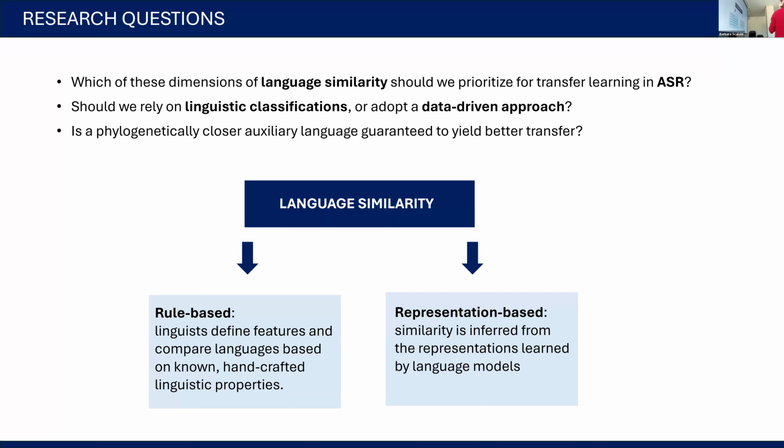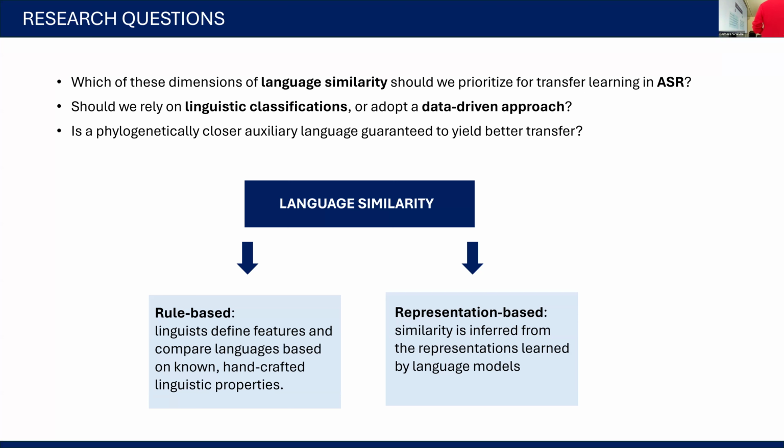So our research question right now is, okay, of these dimensions, are there any that matter more when it comes to speech recognition? And when it comes to that, should we rely on theoretical linguistics classifications, made by linguists, rule-based? Or should we rely on a data-driven approach? Should we analyze the data sets? Should we analyze the models? Should we analyze the representations? So we're going to look into these two different approaches and see which one can actually inform us better, if any, or a combination of the two.